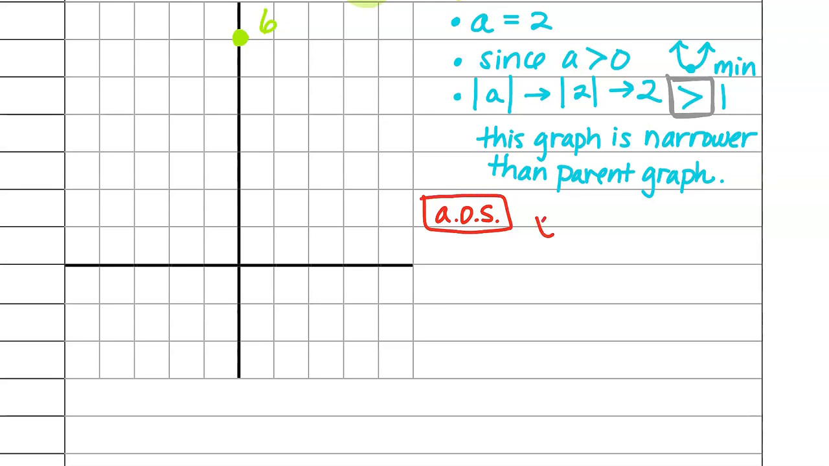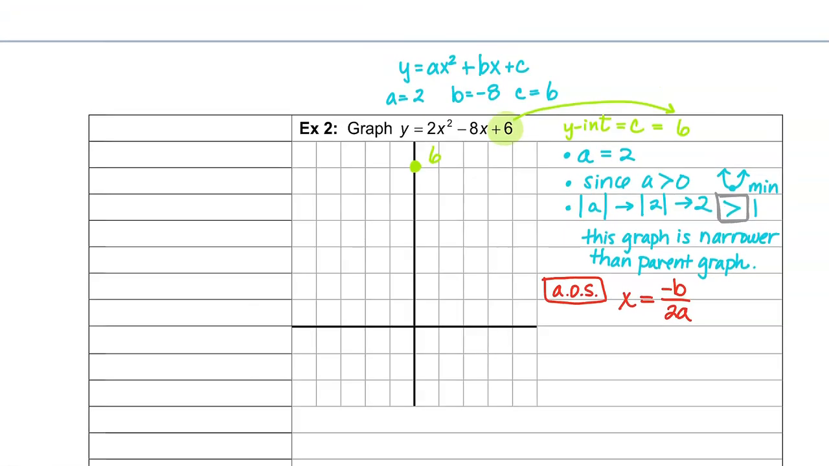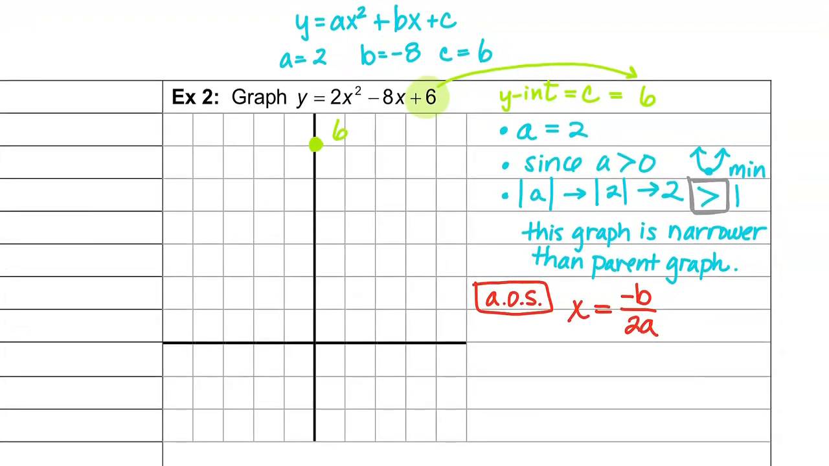We know that the formula is x equals negative b over 2a. So we've got to fill in what we know. x is going to be equal to the negative of b. What's b? It's the negative of negative 8 over 2 times what's a? 2. So that's going to be positive 8 over 4, which is 2. So x equals 2 is my axis of symmetry.